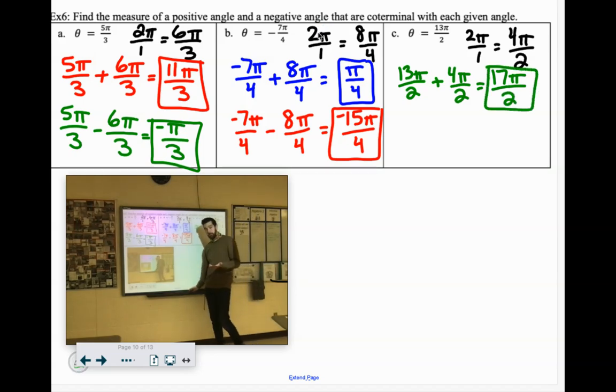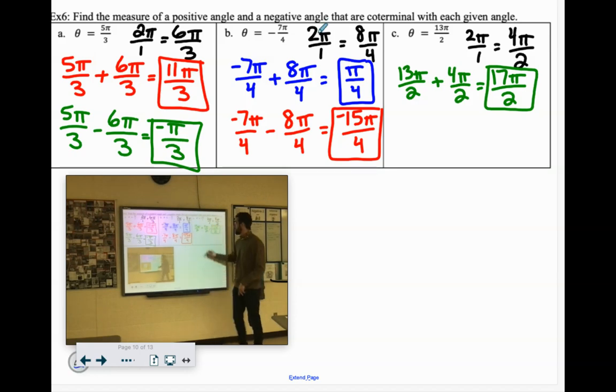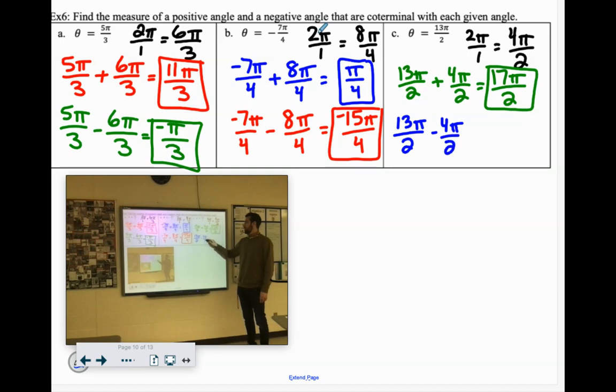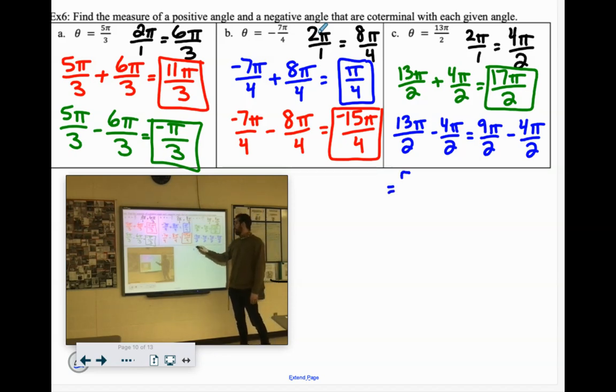Now we need the negative one. This is going to be a little more work. So 13 pi over 2. If we subtract 4 pi over 2, that would give us 9 pi over 2, which is still a positive angle. So we're going to have to do it again. Minus 4 pi over 2. 9 pi minus 4 pi would be 5 pi over 2.